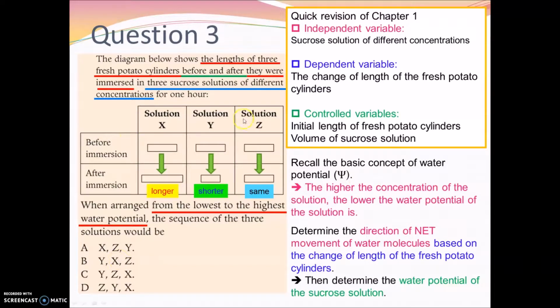But in this question, we do not know the concentration, but it doesn't matter. We can still determine the water potential by using the result: the fresh potato cylinder becomes longer, shorter, or remains unchanged. So we can determine the direction of the net movement of water molecules based on the change of the length of the fresh potato cylinder, because it can help us to determine the water potential of the sucrose solution. I give you one example first.